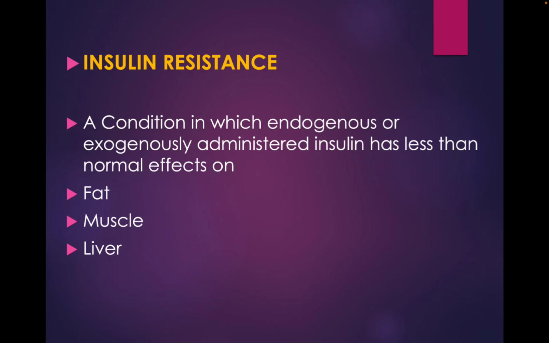Then what will happen? In the fat, because lipogenesis is not happening, it will lead to lipolysis. In muscle, the GLUT4 receptors are not able to uptake the glucose. In the liver, glycogenesis won't happen. Rather, there will be increased glycolysis. Okay, so that is what happens when there is insulin resistance.